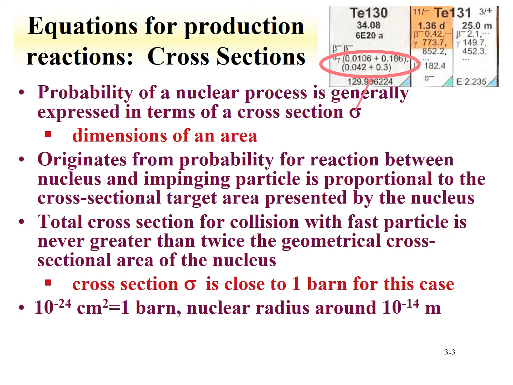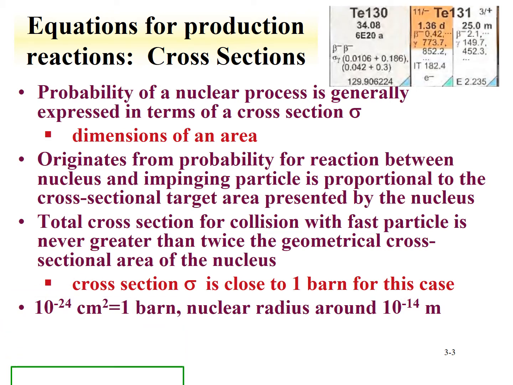So it's a term we've already discussed, and it has the dimension of area. It's 10 to the minus 24 centimeters squared that is the value for the cross-section, which is called a barn. And that barn value is a strange unit, right? 10 to the minus 24 centimeters squared. Well, a nuclear radius is around 10 to the minus 14 meters. If I took the area, pi r squared, I'd get a dimension that would be on the order of 10 to the minus 24 centimeters squared.